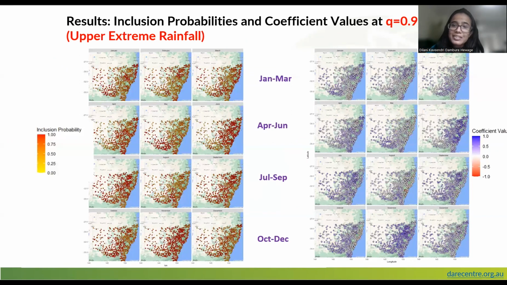So then we are going to look at the upper extreme rainfall, that is the wet part of the distribution. And June shows high significance, as you can see from this left figure, in most areas of NSW. And November also shows high significance throughout these quantiles. And furthermore, you can see how the impact of SOI changed throughout these quantiles for all the locations in NSW and for the 12 months.